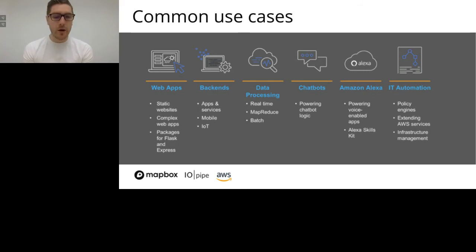Another one we're seeing is chatbots, being able to have some logic sitting in Lambda functions and being able to have this at the back end. I've personally built a couple of Alexa skills. We also have a service called Lex that allows you to create your own interactive chatbot experience. And then IT automation is definitely another interesting area.